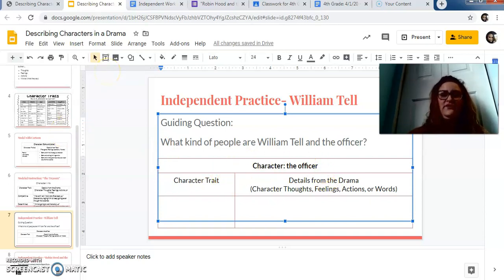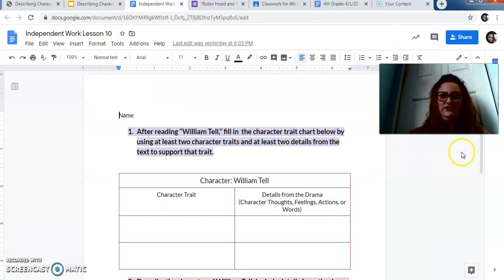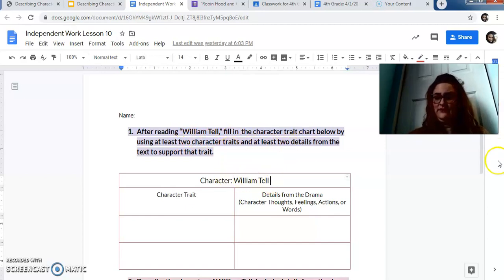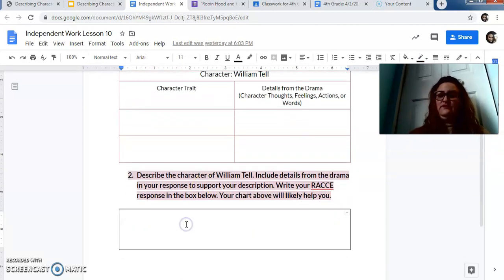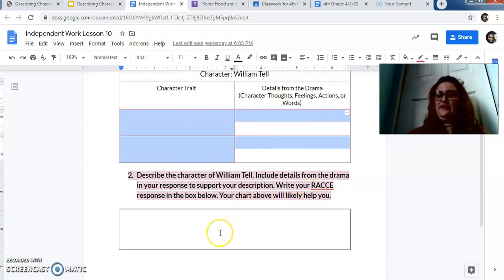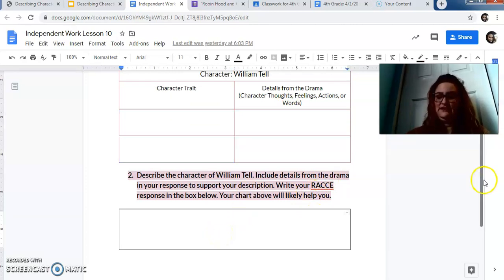When you finish reading, you are going to go to the independent work doc. Make sure you're filling in everything that is blank. It says, after reading William Tell, fill in the character trait chart below by using at least 2 character traits and at least 2 details from the text to support the trait. So you're writing about William Tell. After you do that, you're describing the character of William Tell, doing a RACE response. Use this to help you. That is going to be very easy if you have this already.